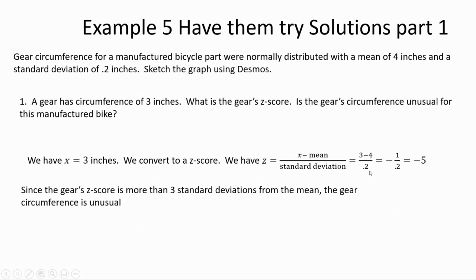So since it's more than 3 standard deviations, that means the circumference here is unusual. In other words, the data value is unusual. Notice also z-scores don't have units here. I didn't put the units in, but it actually doesn't have units. Mostly because the numerator and denominator here, you would have inches on top and inches on the bottom, and they would cancel.